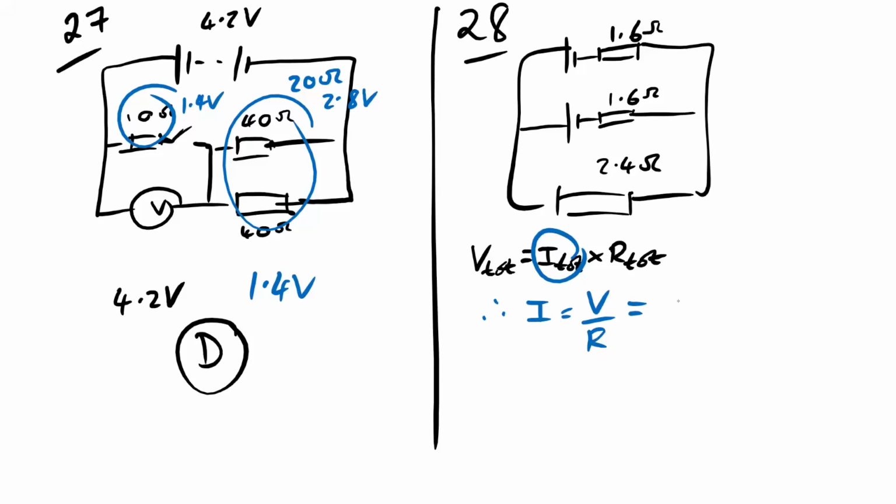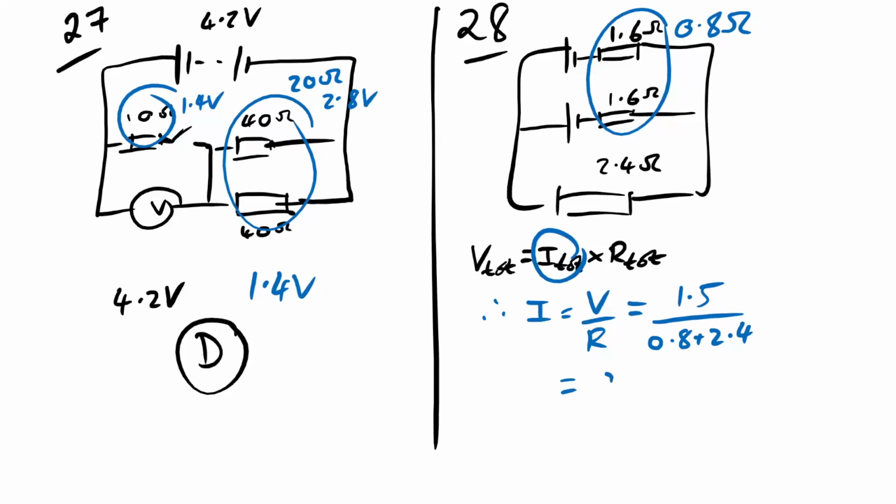So total voltage is going to be just that 1.5 volts. They're in parallel. Divide that by, well, we have 1.6 and 1.6, that's 0.8 ohms because they're in parallel. And then we just need to add that on to the 2.4. So basically 1.5 divided by 3.2. And we should find that the answer is 0.47 amps. So the answer is B. It all comes back to V equals IR.